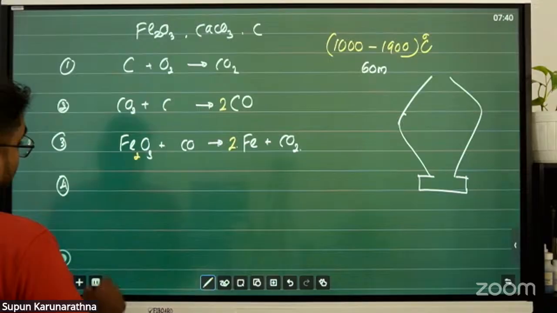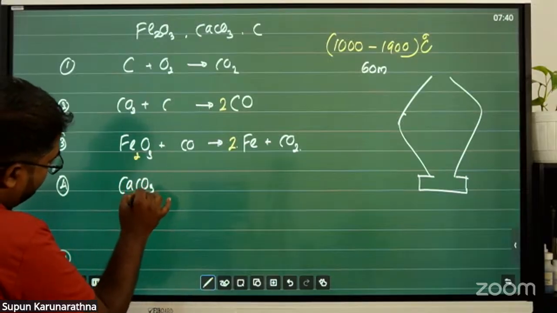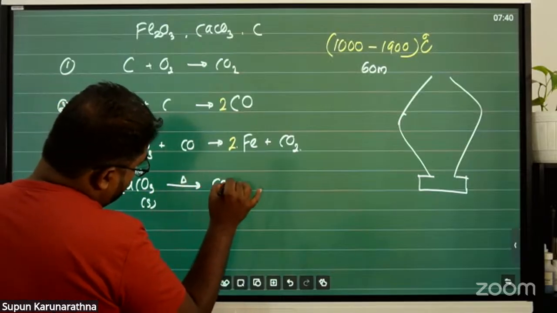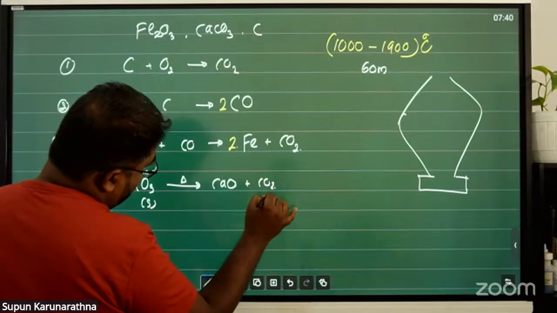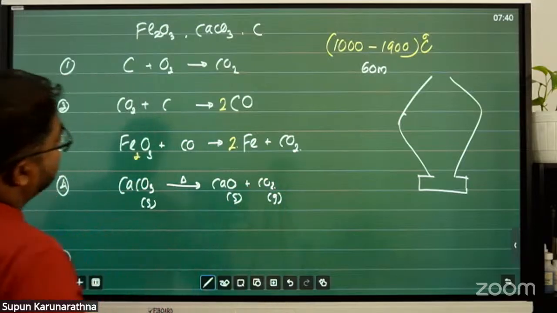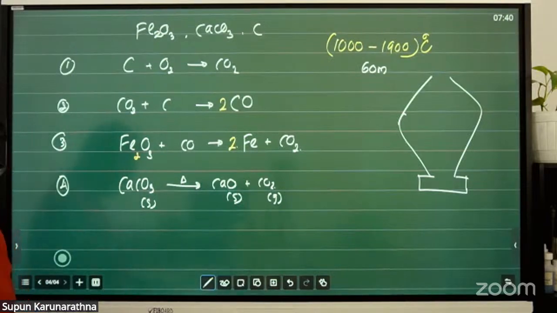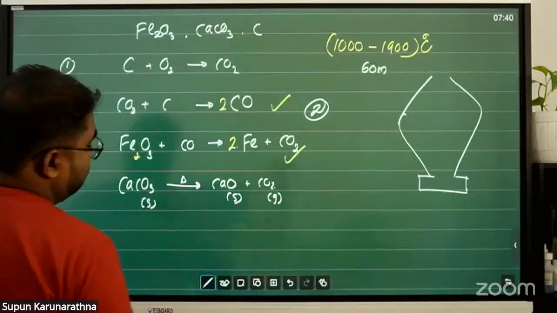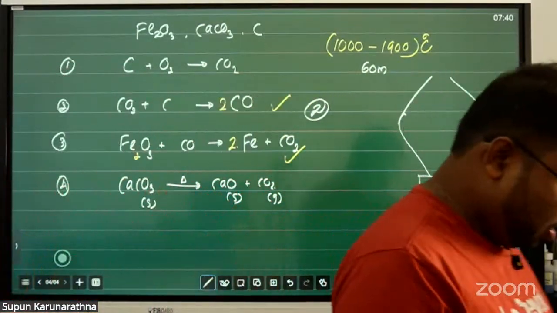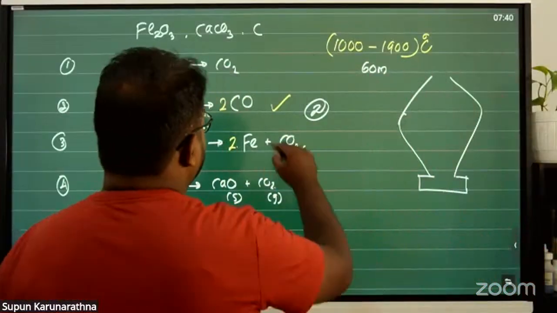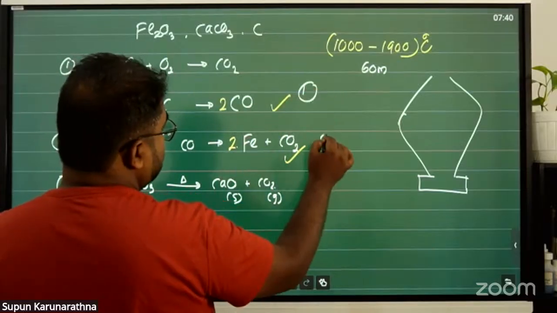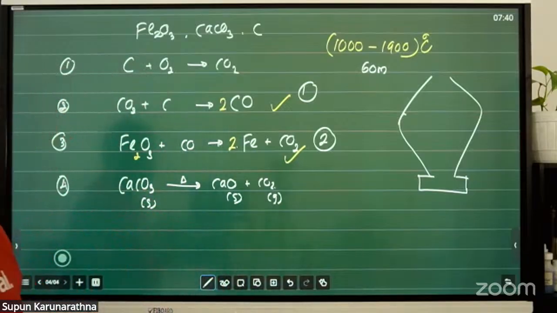Iron is extracted here. Here we have calcium carbonate, limestone. Calcium carbonate decomposes into calcium oxide and carbon dioxide gas. Here is the reaction. If you complete these reactions correctly, you receive 3 marks. One mark is given for the second equation, and 2 marks for the third equation.